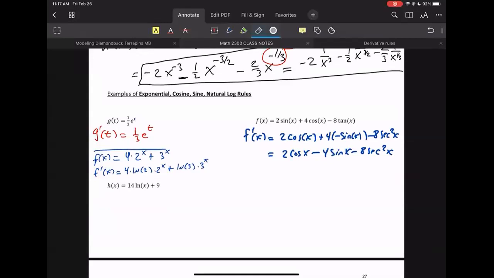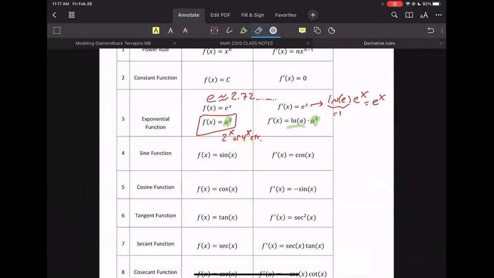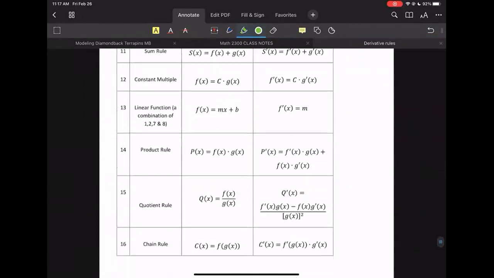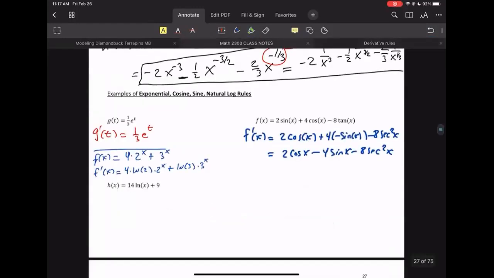Natural log is another one that's not too terrible. Let me delete some of those things. When you take the derivative of natural log, it just becomes 1 over x. So for natural log of x, you just drop the natural log and do 1 over that. It has some interesting applications in the chain rule, which we'll probably get to next week. In this particular one, we're just doing a simple application.